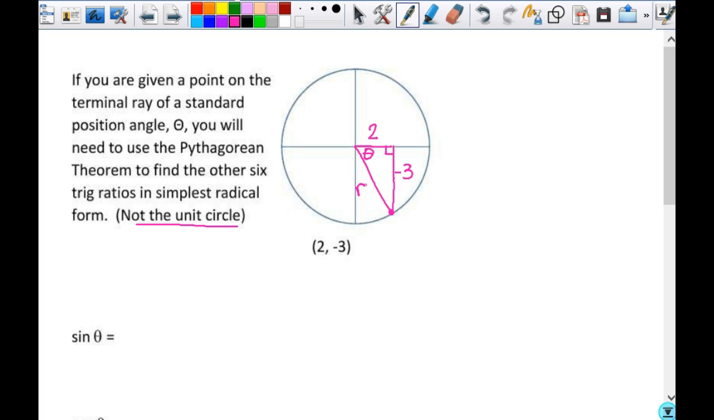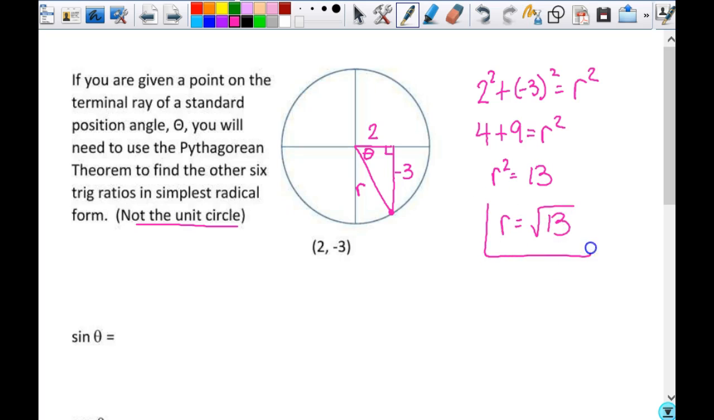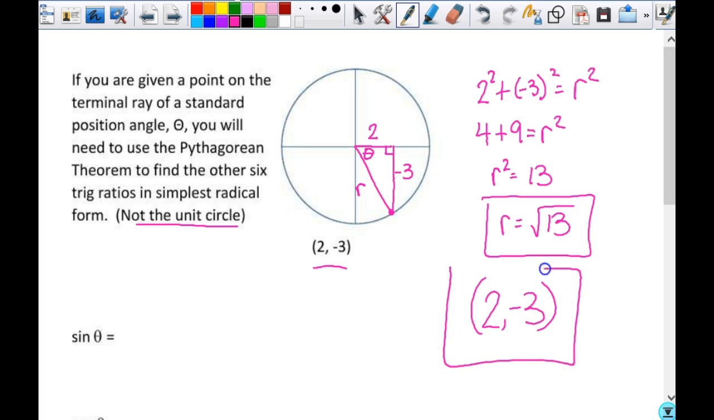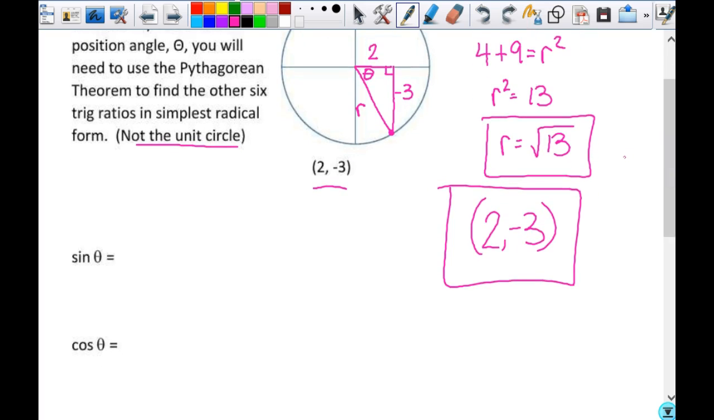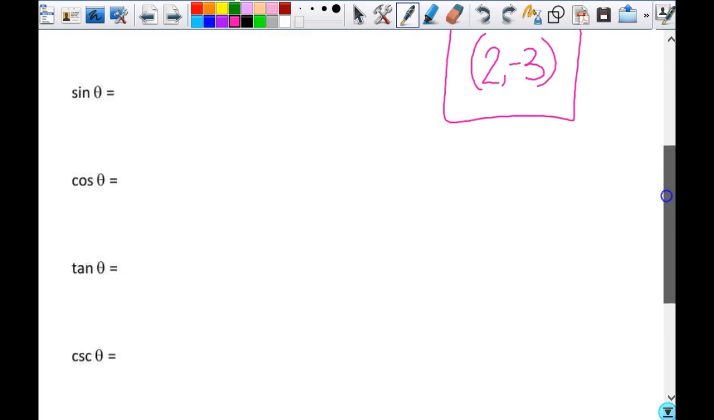Okay, so I do Pythagorean Theorem. 2 squared plus -3 squared equals r squared. So 4 plus 9 equals r squared. R squared equals 13. So r is the square root of 13. And my ordered pair is 2, -3, which is right there, but it's just kind of tiny. So these are the 2 things I'm using here: my x and y value and my radius. So I would suggest on this one that maybe you pause this and try and come up with these on your own, and then you can check yourself. But I'm going to continue going. So if you want to do that, you have to actually pause.